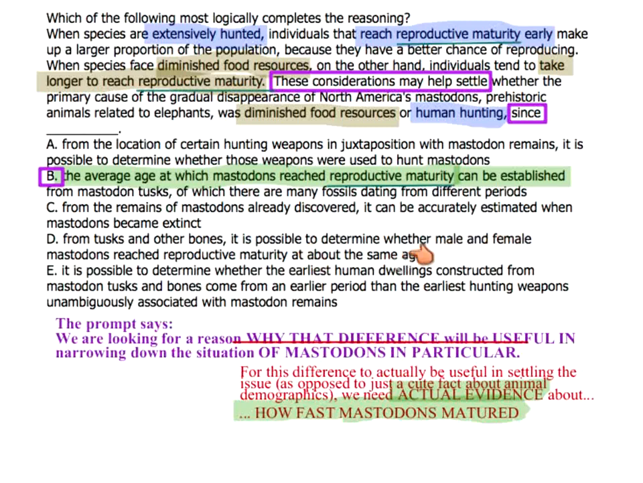Whether male and female mastodons reach it at the same age doesn't make any difference, because it's the overall speed with which they did that we care about, not the difference in sexes. And then finally, whether the human houses built from mastodon remains are from an earlier time period, that's not going to help us establish this difference because it's not a relevant thingy.